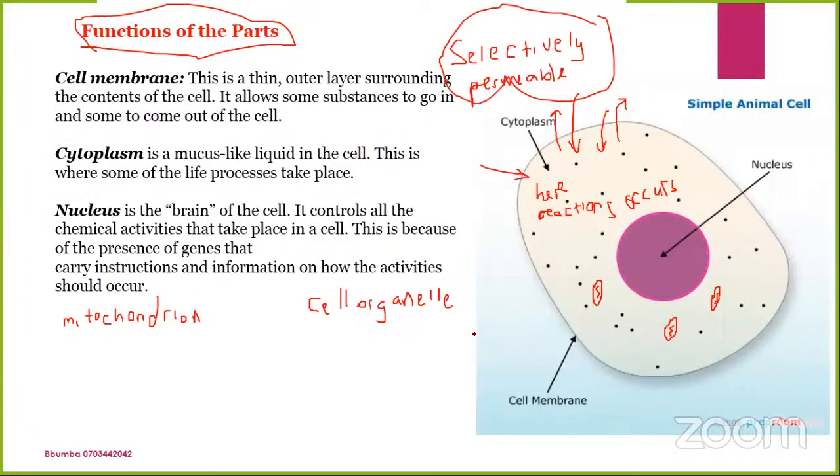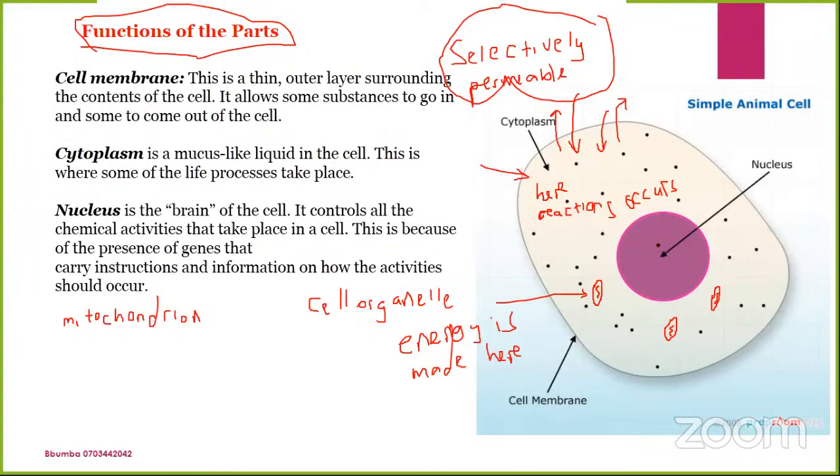Now, this is where energy is made. So energy is made there. The energy that the cell uses to carry out all activities within. So energy is made here within the mitochondria. Most biologists call it the powerhouse because this is the one that makes power for the cell, or makes energy for the cell.